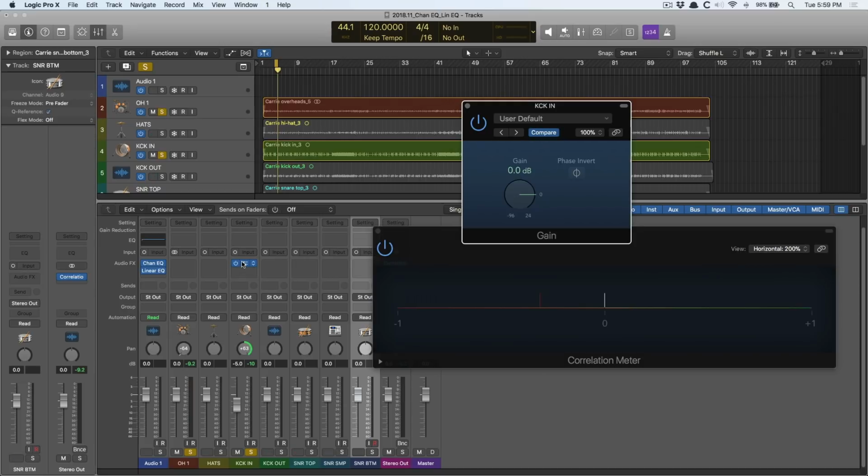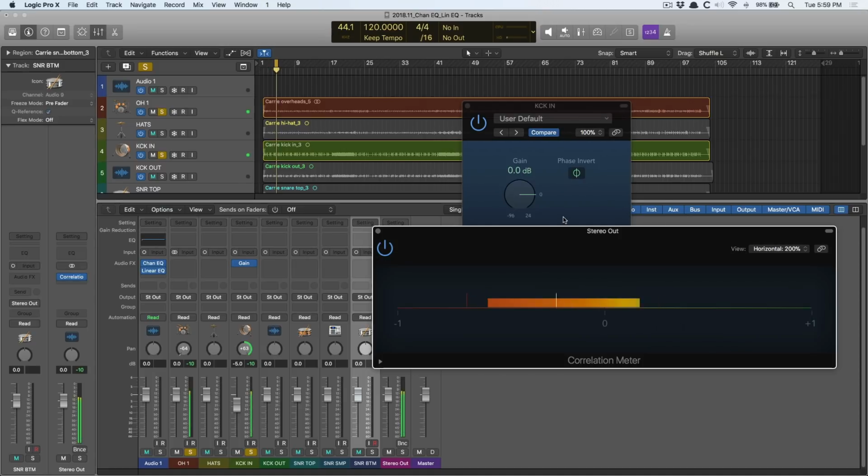So let's flip the phase on this kick drum and watch the meter again. So now with the phase flip, the kick is out of phase with the overheads. And we can see that with the meter bouncing in the negative region. And also you can hear it, the kick sounds sort of weird and phasey with the overhead. So let's turn that off.